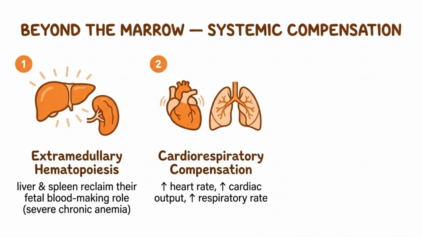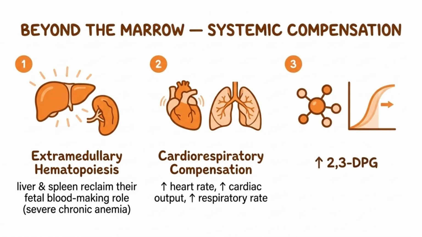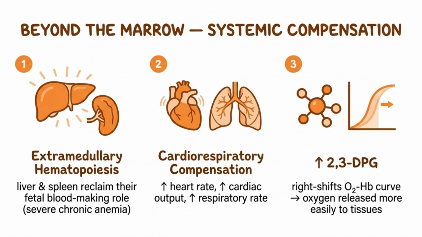Heart rate increases, cardiac output increases, respiratory activity can also increase. And then we have one particularly important adaptation, which is 2,3-DPG. Its level increases inside the RBCs, and this causes a right shift of the oxygen hemoglobin dissociation curve. What does that actually mean? It means hemoglobin becomes more willing to release oxygen to the tissues.